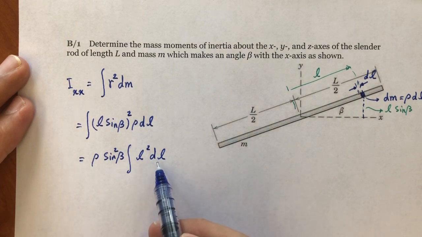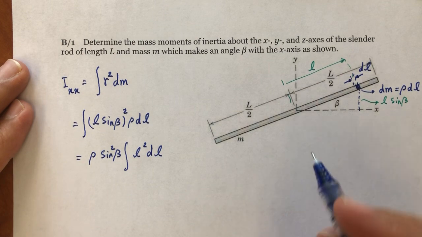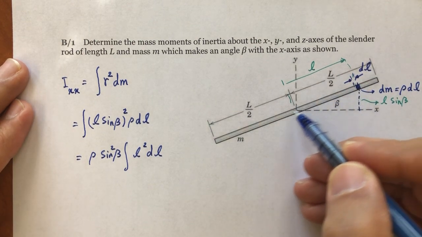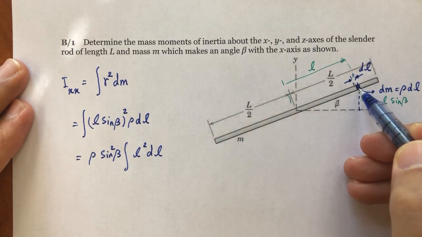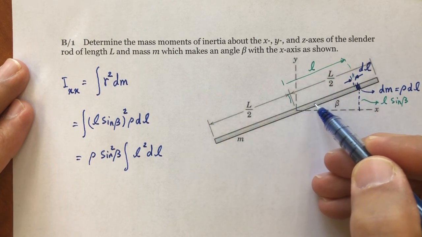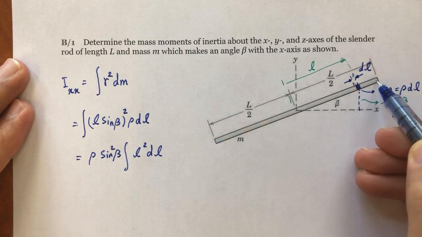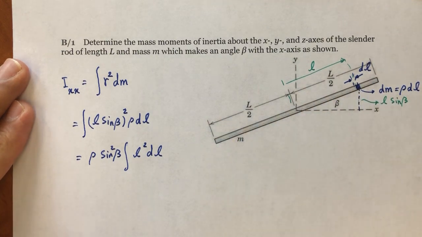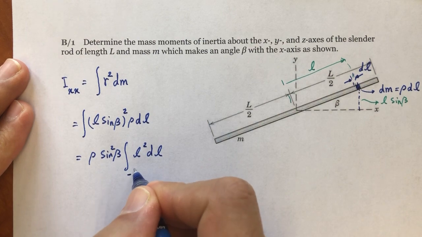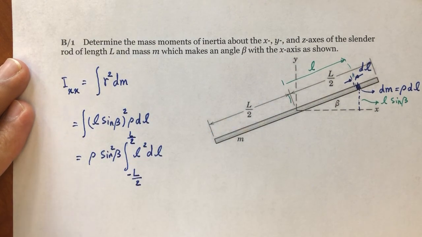And what are the boundaries for l? Because we are integrating over l, so the boundaries should be about l. So look at this. When I'm sweeping the whole body using this element, l, the distance of the element from the origin, is going to go from negative L divided by 2 to positive L divided by 2, like the previous problem. So negative capital L over 2 to positive capital L over 2. Same integral like the previous one.